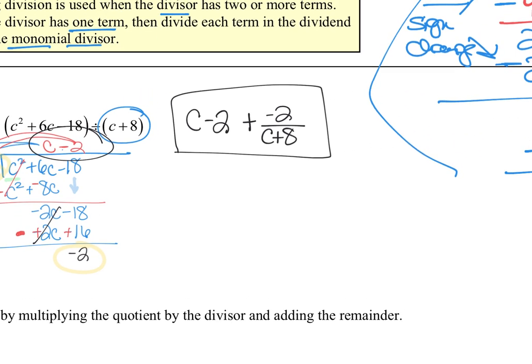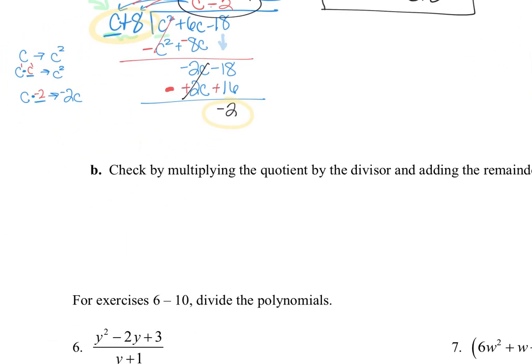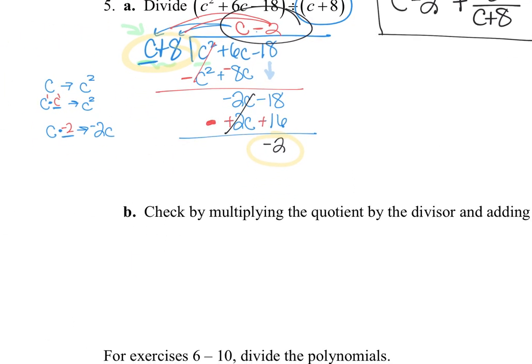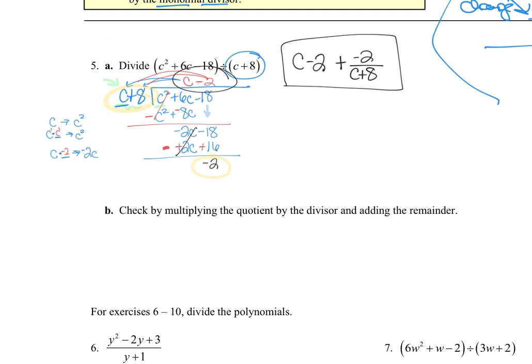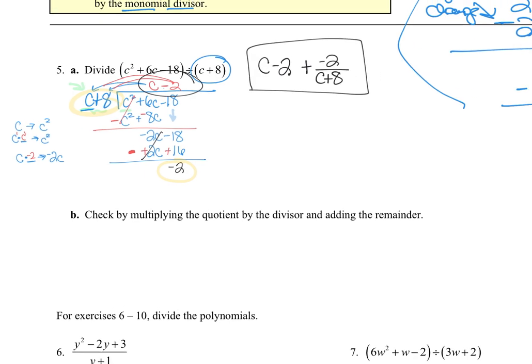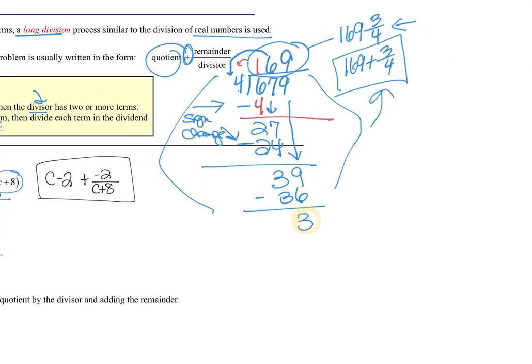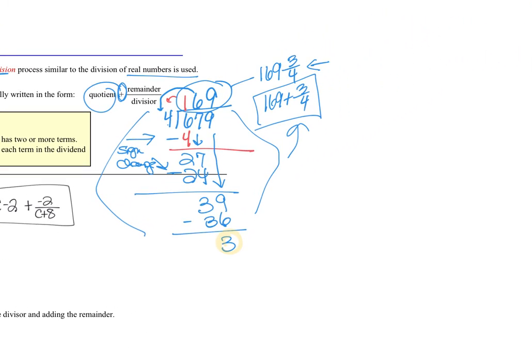All right, let's come over here and look at part B. Check by multiplying the quotient by the divisor and adding the remainder. So let's go back and look at what we did up here. We had the answer 169 3/4. Now what they want us to do is multiply these back together.